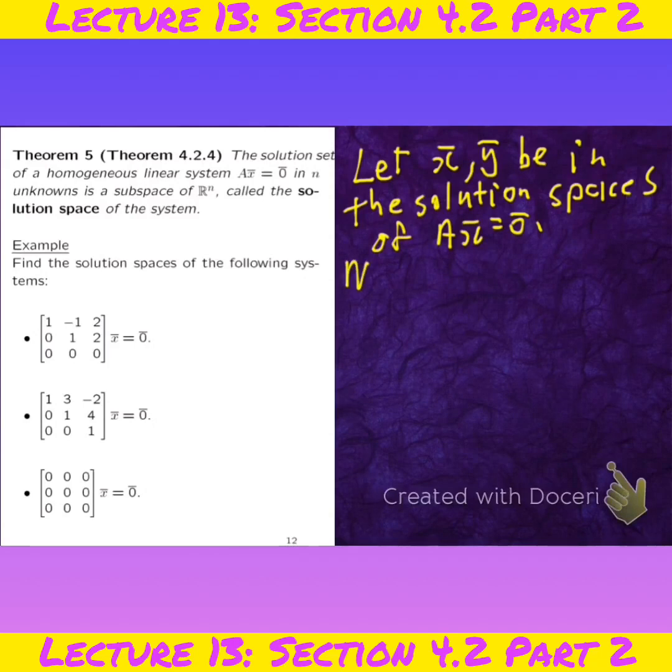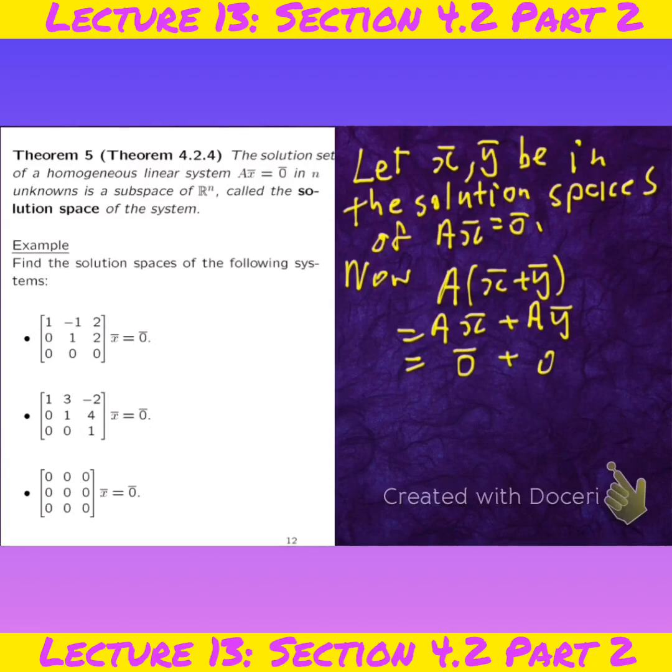Now if you take the sum of the two vectors, that is going to be A x bar plus A y bar, and x is in the solution space, so A x bar is going to be the 0 vector, and y is in the solution space, so that's going to be the 0 vector, and that's the 0 vector. So that implies that x plus y is going to be in the solution space, right?